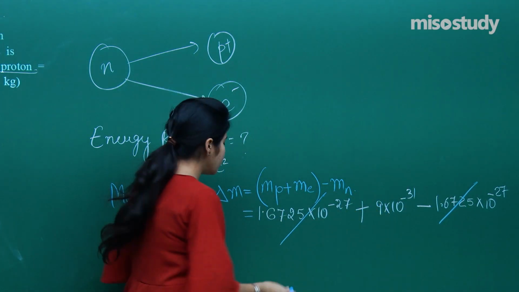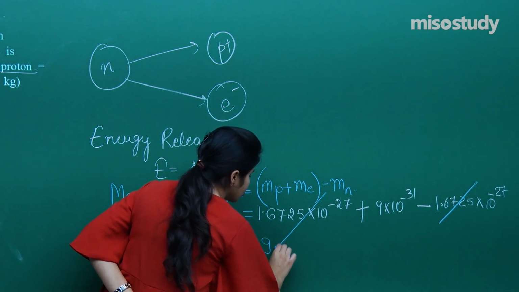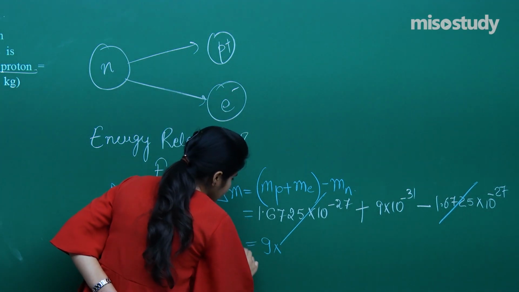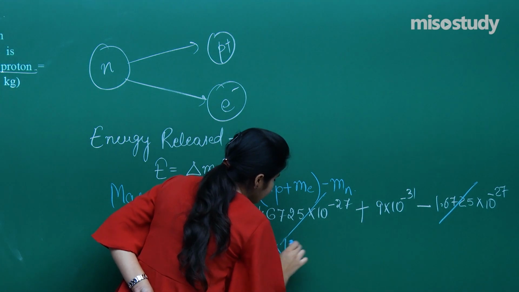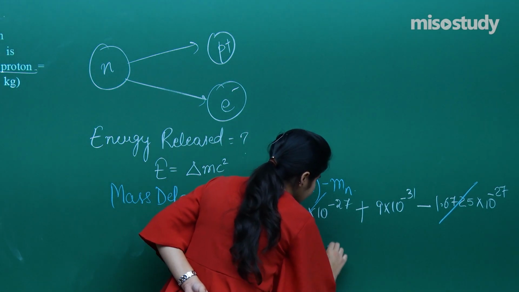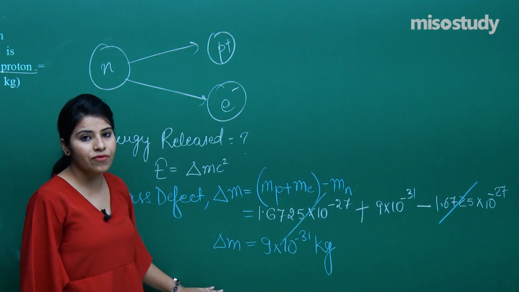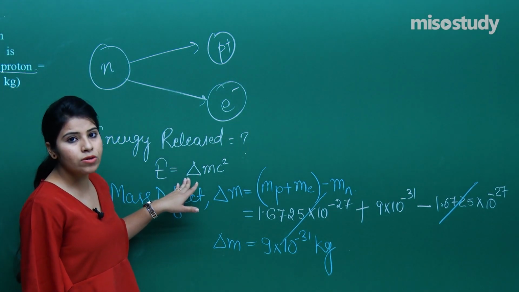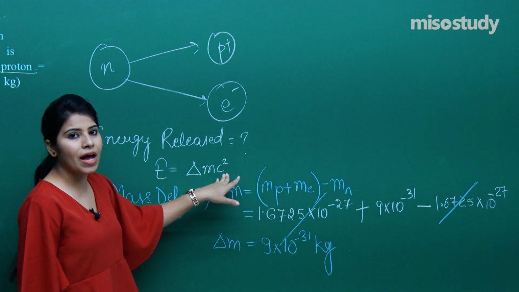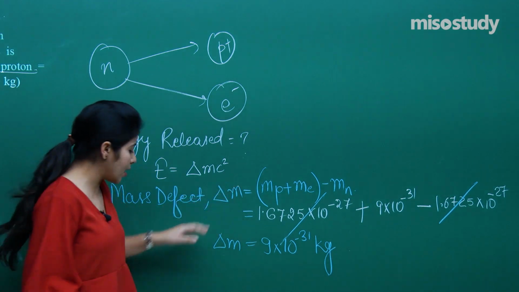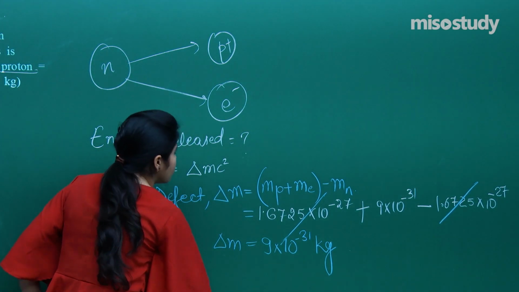What are you left with? Delta M equals 9 into 10 raised to the power minus 31 kg. This is your mass defect. Now if we want to find out the energy released, I have to multiply it with the square of the speed of light. So let me just do that for you.